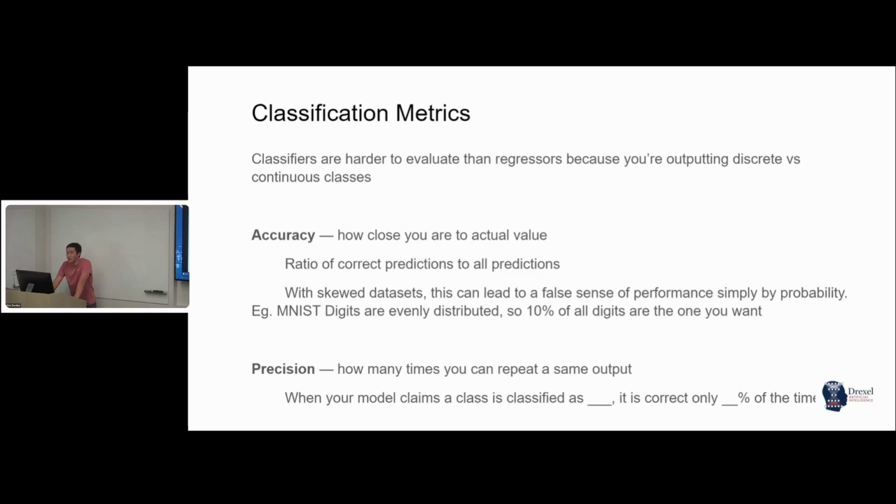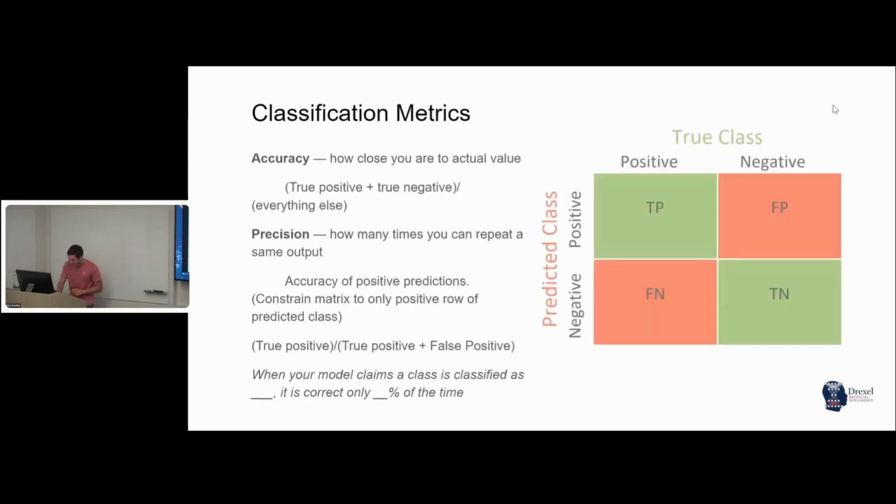But the issue with just using accuracy for your metrics is that it can lead to a false sense of performance. Like if you have MNIST, you have a 10% chance of randomly guessing anything, so you can get it 10% right at the time. So in that case, purely using accuracy might not be the best metric. So you can also use different combinations. And precision, the way you interpret that is when your model claims a class is classified as blank, it is only correct blank % of the time.